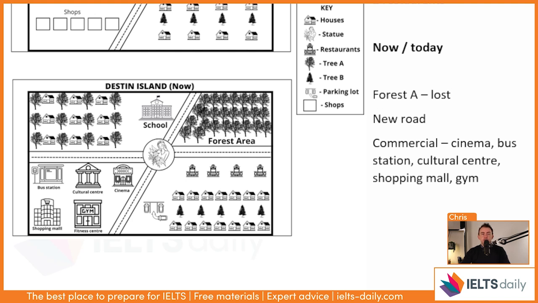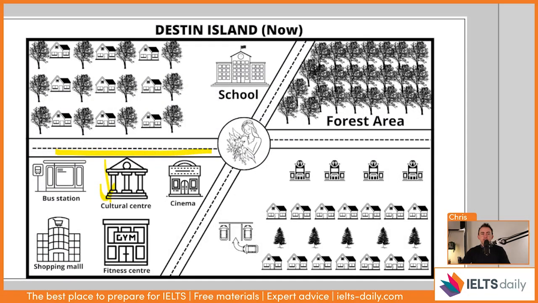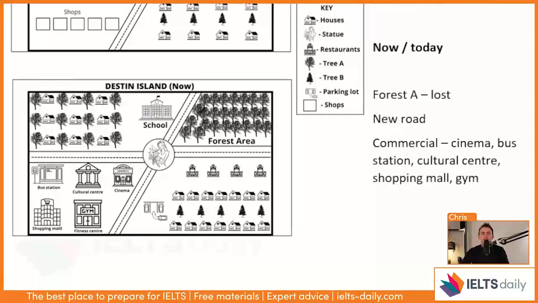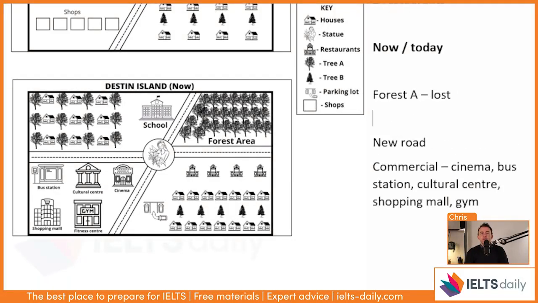We should also say that, really importantly, I have missed that part, is that the original Forest A has been cleared and now there's houses with a new school. Really, really, really crucial that we note that. So if we go back and say that Forest A has been lost, so there are new houses and there is a school as well that's been built. And that was on the left side of the road.